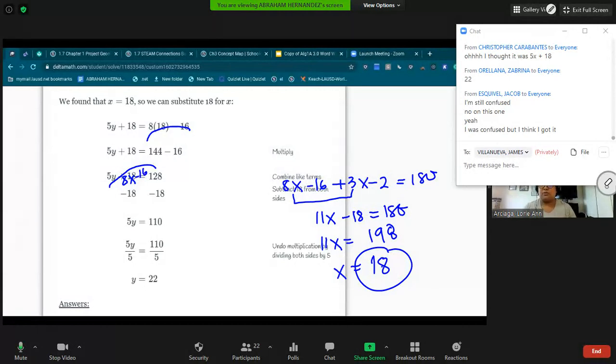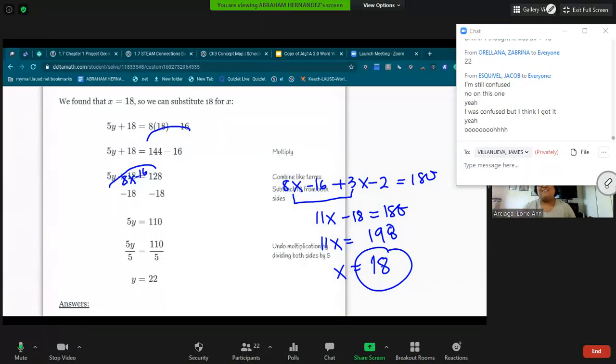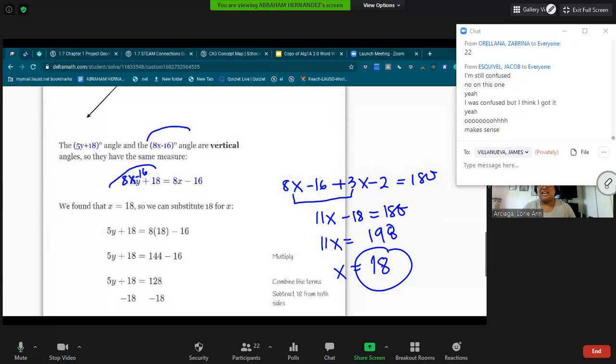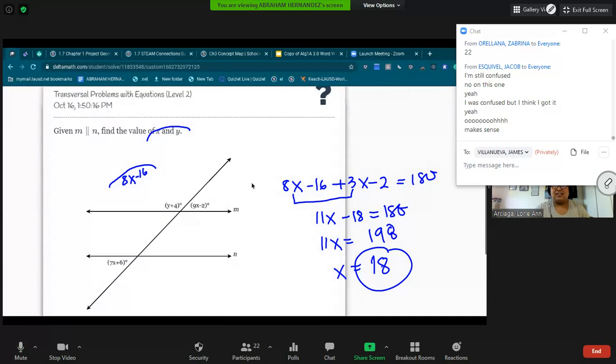So let me just summarize. We found the x first, right? Which was x is equal to 18. And then after you find the x, you see how they plug in the x into the other expression? So plug in the x so you can get the y by itself. So pretty much solve, plug in, and then solve again. That's what we did. Make sense? Okay, cool. All right.